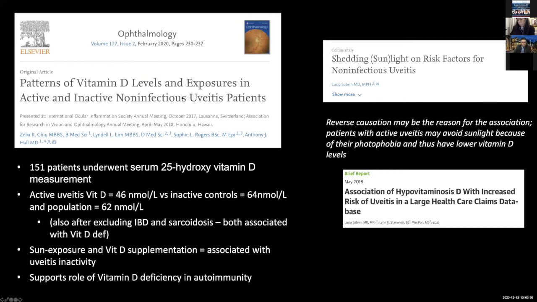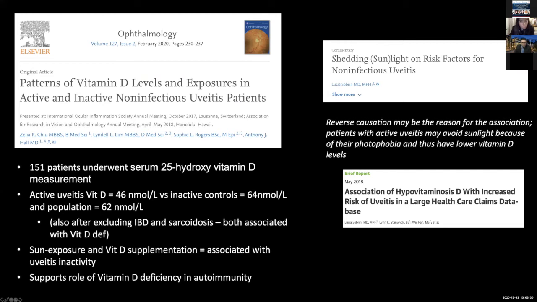This was a very interesting paper, and this has been the subject of several research papers over the last few years, not just in uveitis, but in other ocular diseases as well. And that relates to the levels of vitamin D. So these were 151 patients who underwent measurement of their vitamin D level. And they found that in patients who had active uveitis, the levels were lower than those who were inactive, and also those in the regular population who did not have uveitis.